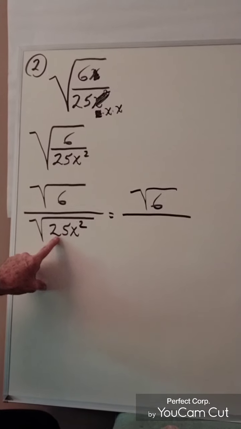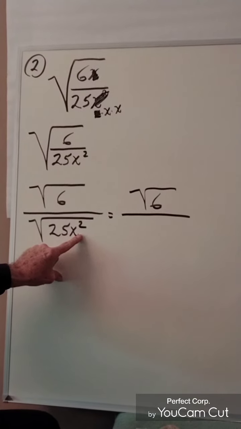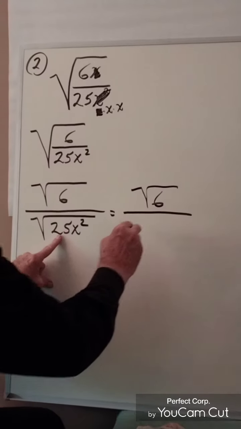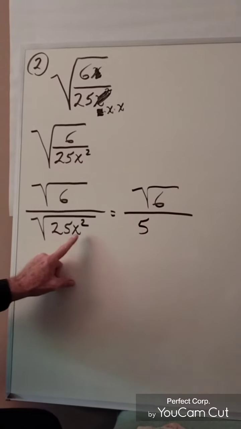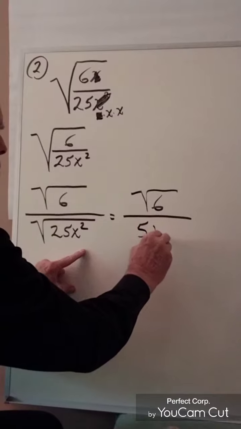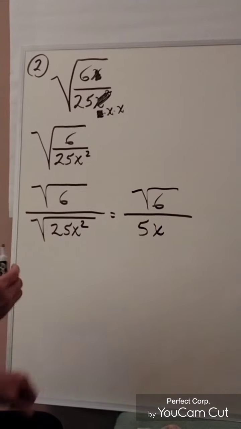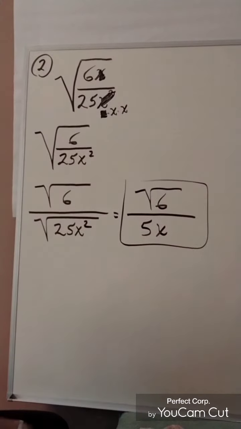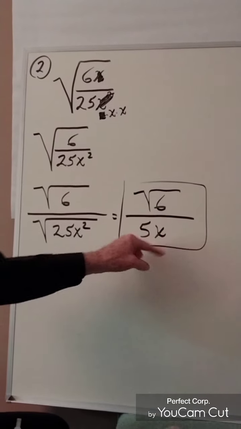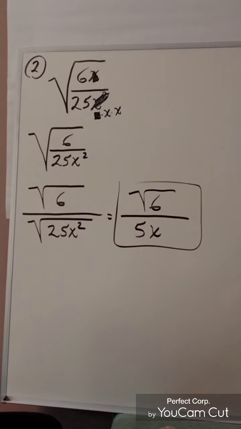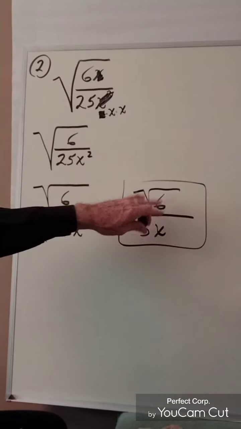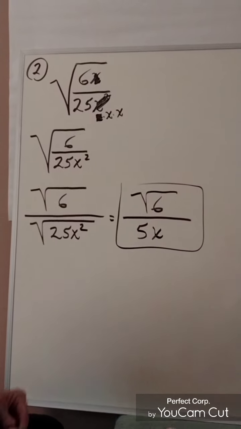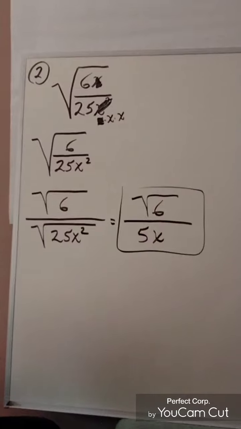25, perfect square. X squared, perfect square. Its root, 5. Out of the house. Its root, x. Done. We don't have a radical in the denominator. We're not breaking that rule. We don't have any fractions in a radicand. So we simplified.